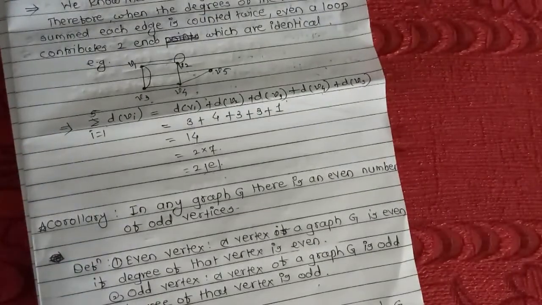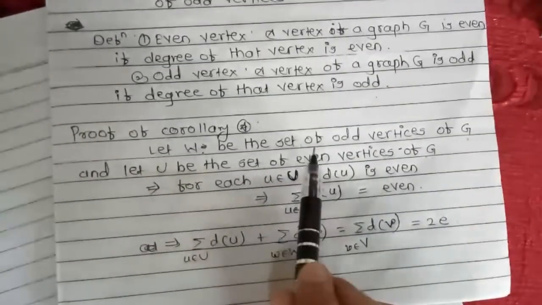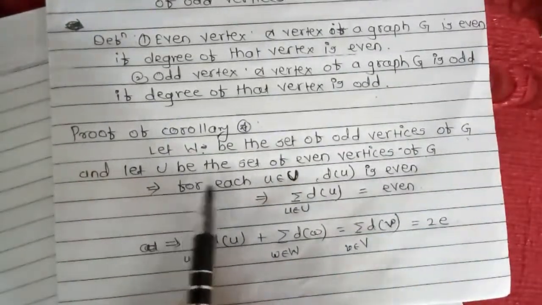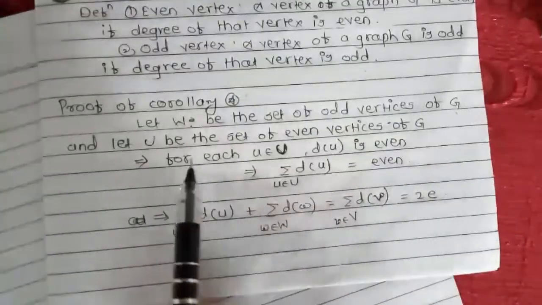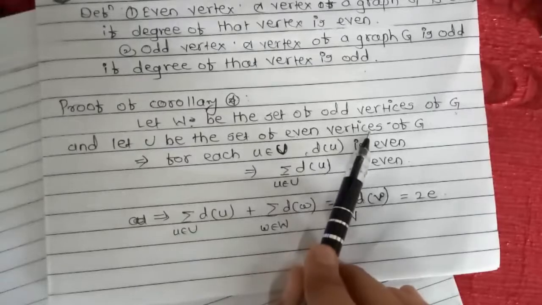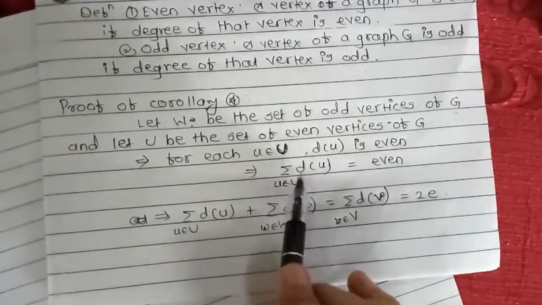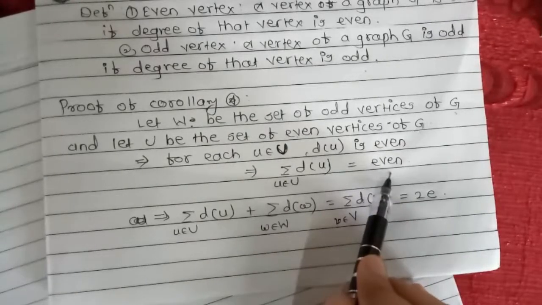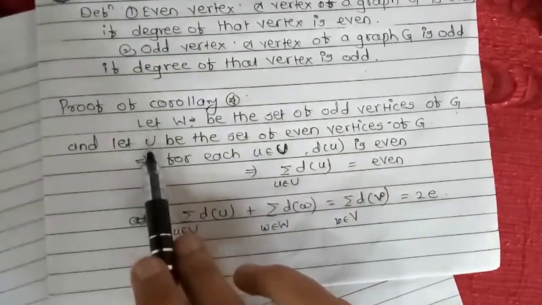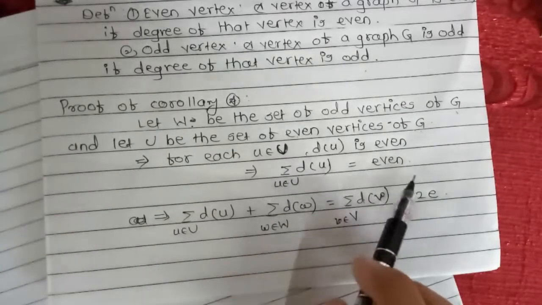In a graph G there is an even number of odd vertices, right? So how can we write the proof of this corollary? Like this: let W be the set of odd vertices of G and let U be the set of even vertices of G. That implies for each u belonging to capital U, the set of even vertices, degree of u is even. That means the summation of degree of u is even, because the summation of all even numbers is even, right?